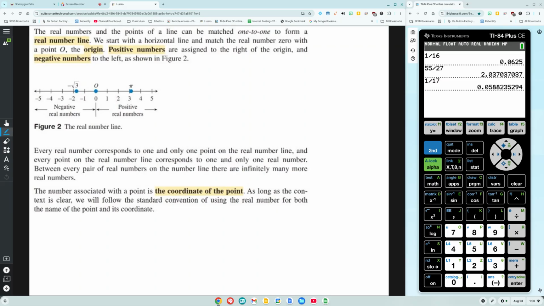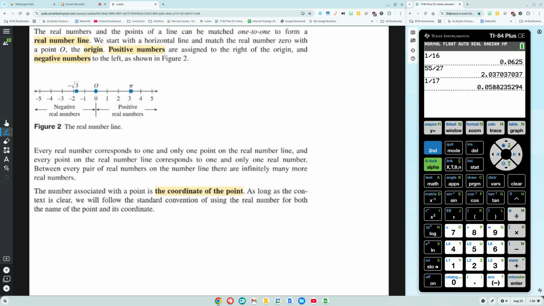We start with a horizontal line that matches real number 0 with point 0, the origin. Positive numbers are assigned to the right of the origin, negative numbers are assigned to the left. Again, this is nothing new for you. Every real number corresponds to one and only one point on the real number line, and every point on a real number line corresponds to one and only one real number.